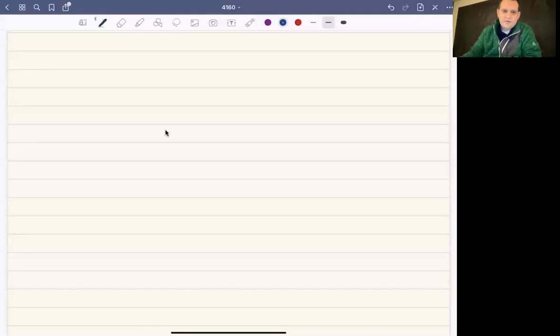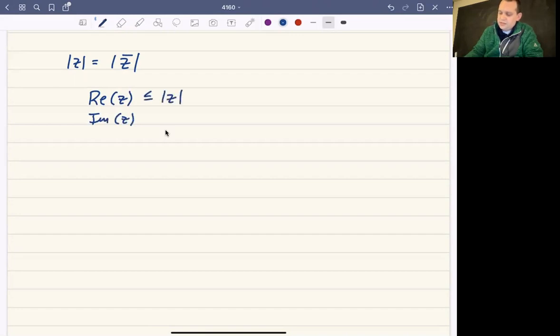So I also want to talk about a few facts about the modulus of a complex number. As we saw previously, the modulus of z and the modulus of z conjugate are the same, just geometrically. That makes sense. Algebraically, it's easy to check. The real part of z, and the same is true of the imaginary part, is always between the modulus of z and minus the modulus of z. Likewise with the imaginary part.